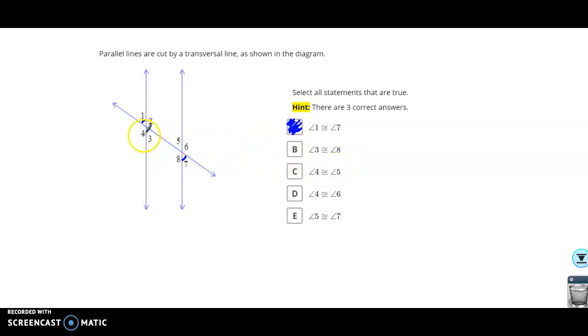4 and 5, no relationship. 4 and 6 are alternate exterior, so those are congruent. And 5 and 7 are vertical angles, so they're also congruent.